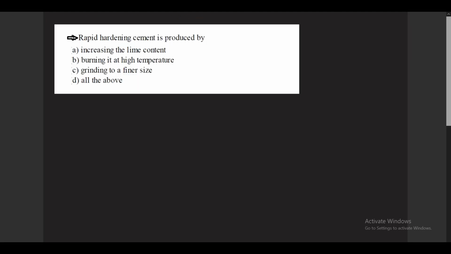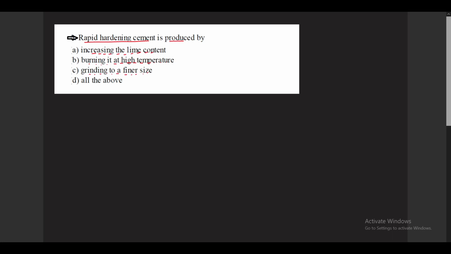So the next question here is about the rapid hardening cement. Now read the question carefully. They are asking how it is produced. Okay, rapid hardening cement is produced by, the first option is increasing the lime content, the next option is burning it at a high temperature, the third option is grinding to a finer size, and the last is all of the above. Now let's discuss this rapid hardening cement.